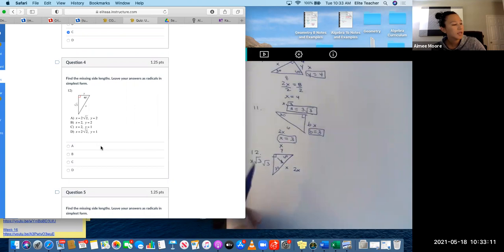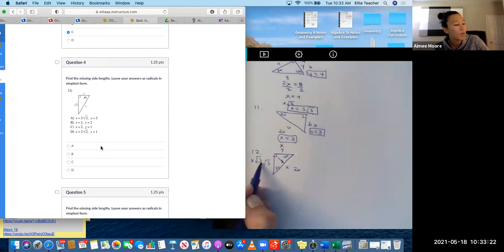So then the side that they gave us is just the square root of 3, which means x. Well, what can we multiply that by and still get this? That would just be 1, right? The 1 is there even though it's not written. So that means x equals 1, the number in front of the square root.